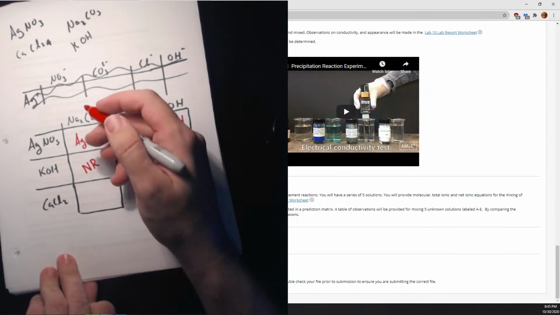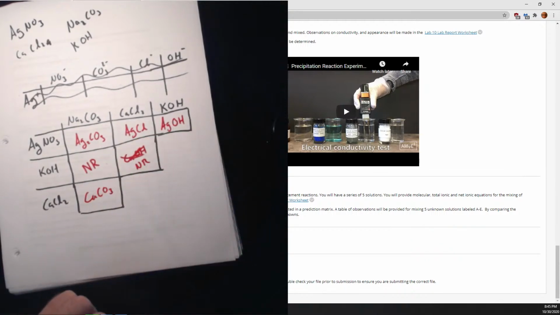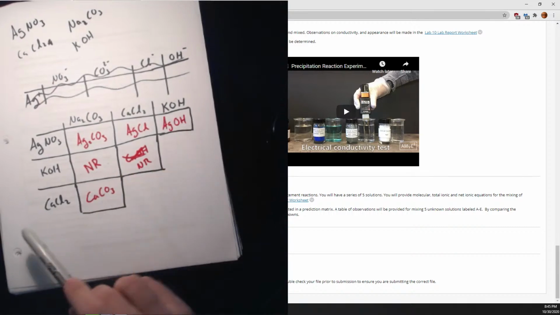And then calcium chloride plus sodium carbonate, you would see a reaction there. You would get an insoluble product. You would get calcium carbonate. So that is what they're talking about with a prediction matrix. You would see reactions in some of the cases, and you would get no reaction in other cases.